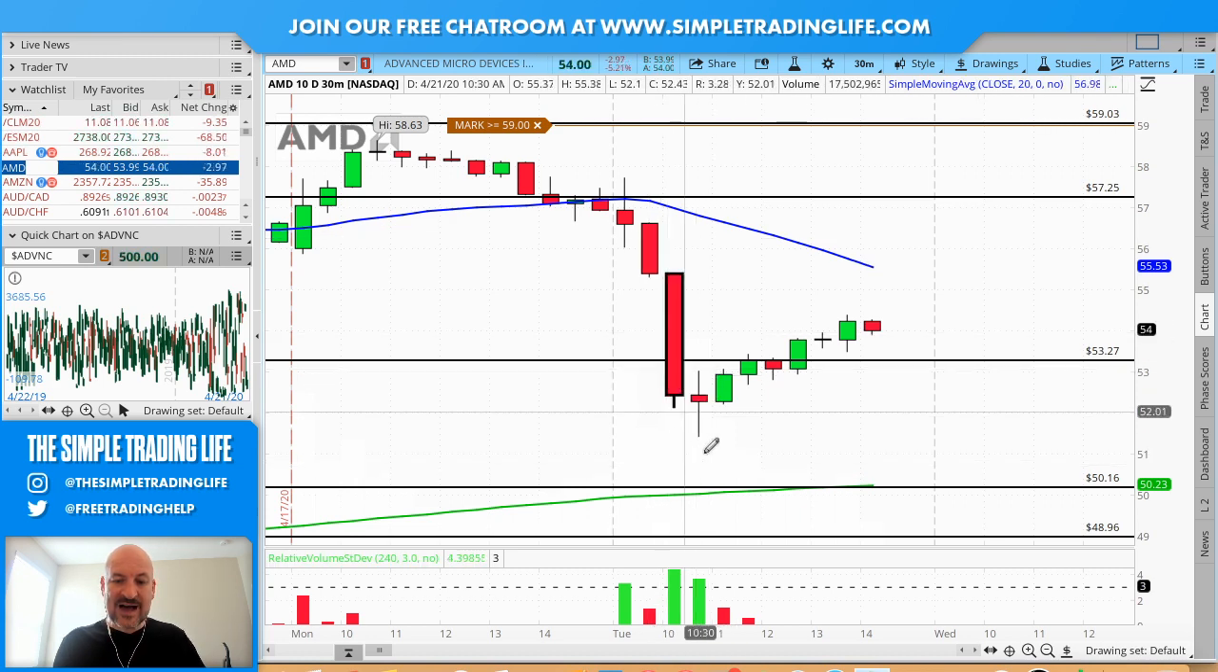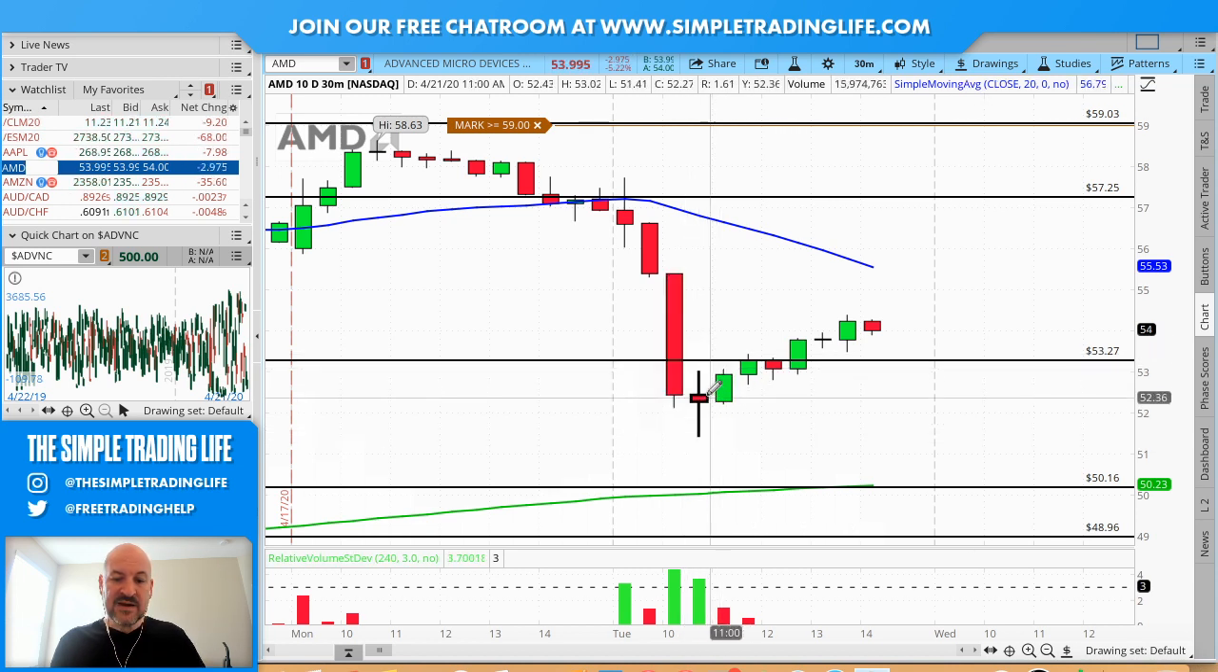So a spinning top, like we have here, is one of a couple of candles of indecision. The other one would be a doji. This is a doji right here. Okay, this is a spinning top. Now what that means is that the open and close were in close proximity.